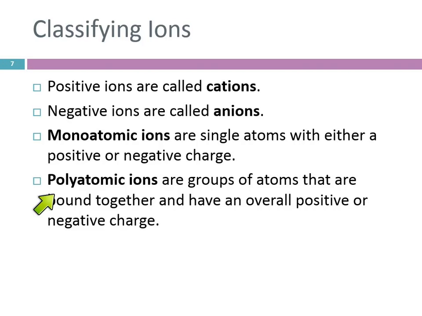What does the prefix poly mean? Many. A polyatomic ion has more than one single atom in it. It has many. Could be 2, could be 5, could be 17. I don't know any that have 17, but it could be. These are groups of atoms that are bound together, and then they have an overall positive or negative charge.